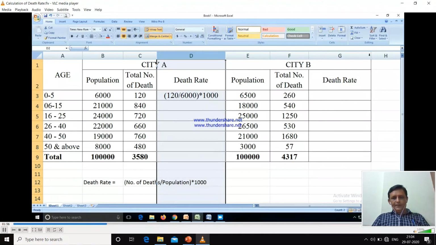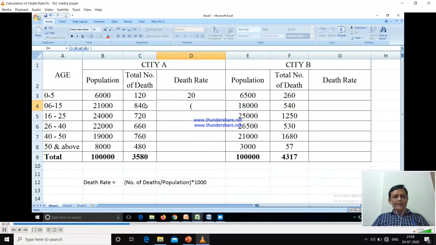In general application of Excel, we insert the calculation. It is very well known to us that if we put the equal sign in front of the formula designed in Excel, we will get the answer. So let me calculate the death rate for the first age group, and let me insert the equal sign in front of our calculation. Let me press enter. Here you can check 120 by 6000 into 1000 is 20.